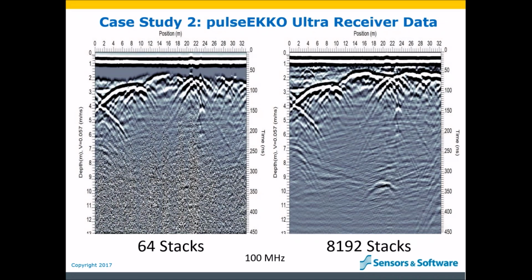What strikes me is the curving reflector visible at about 9 meters depth on the right that there is absolutely no clue of on the left image. This is the type of thing that makes me excited about the ultra receiver. Seeing deeper to things we couldn't see before with no sacrifice in survey time.